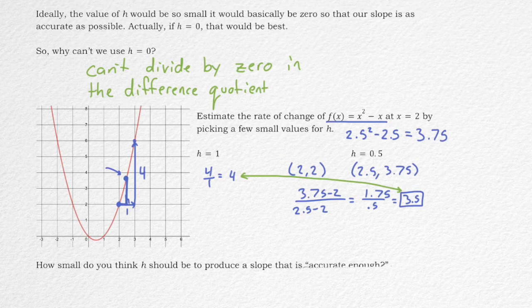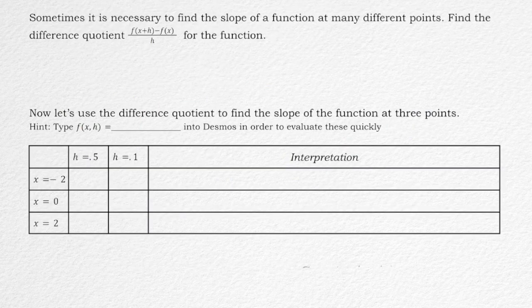So the question then becomes, how small of an h value do you think you should pick in order to pick a slope that's accurate enough? So let's explore that by evaluating the actual difference quotient for this function, x squared minus x.